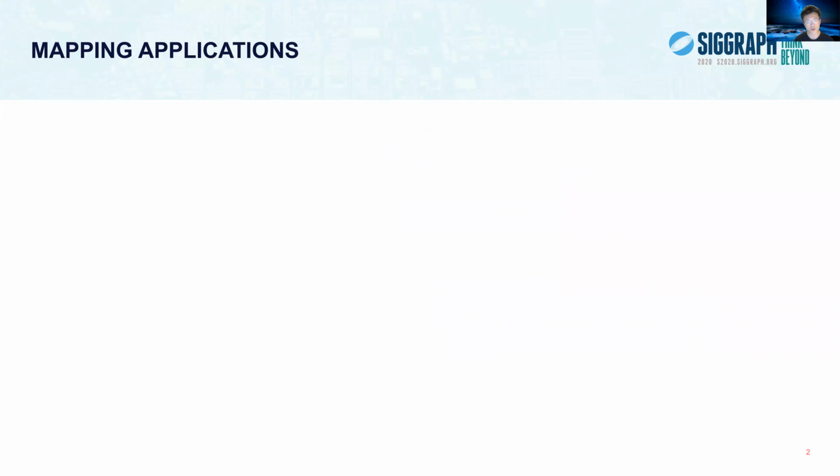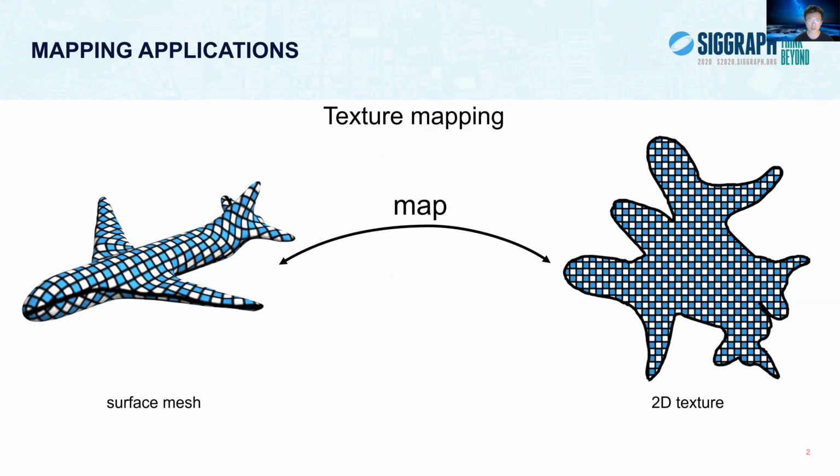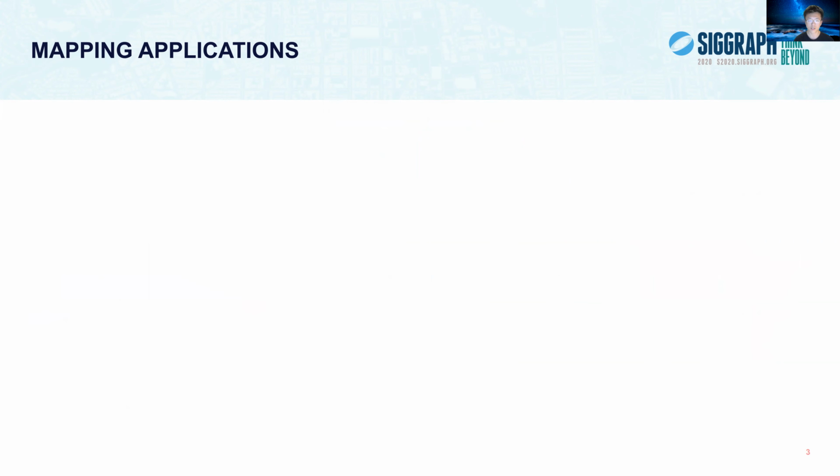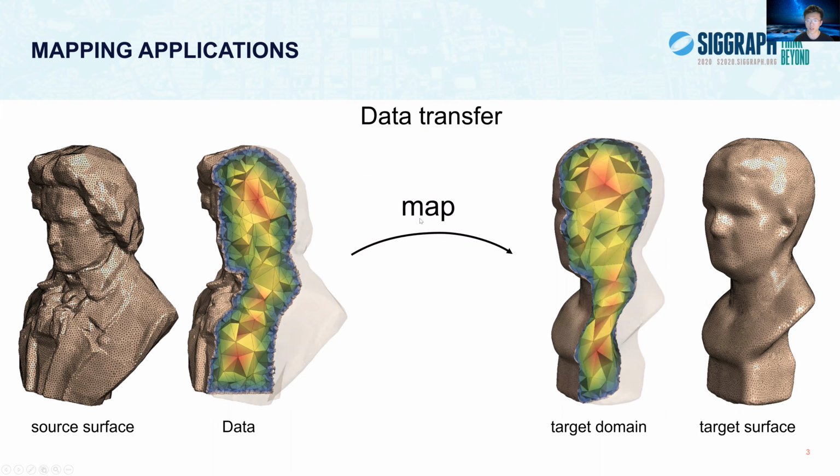The problem we try to solve in this paper is computing maps between different shapes. Mapping is useful because it carries information from one shape to another. An example is texture mapping. Another example is data transfer. The mapping allows you to transfer data from a source mesh to a target domain.